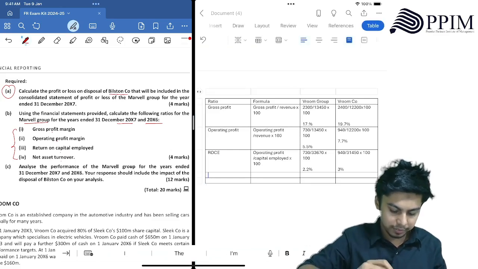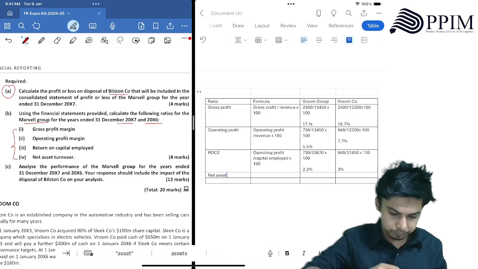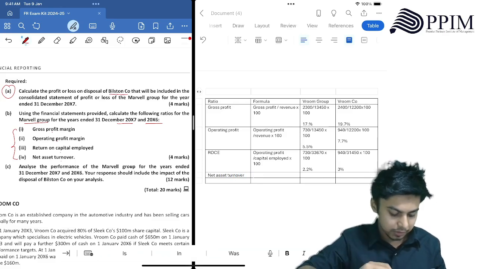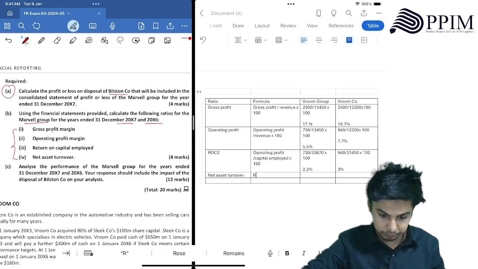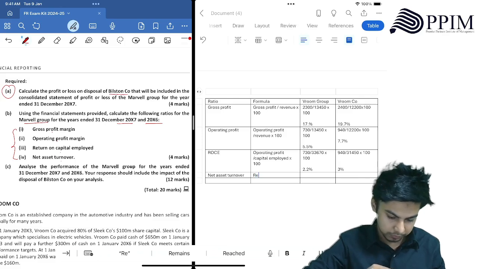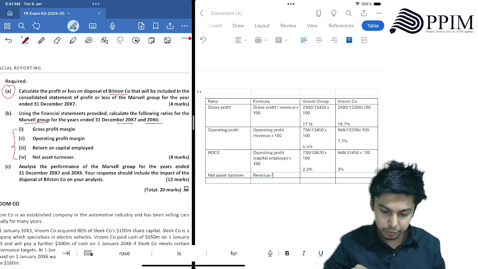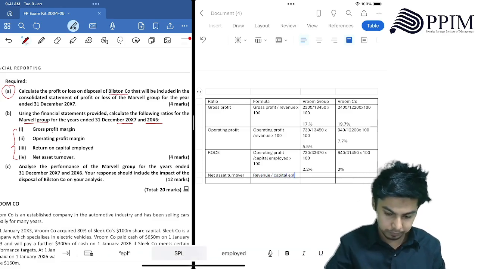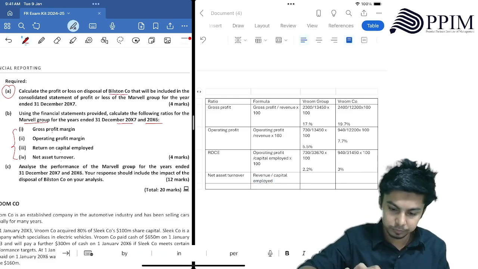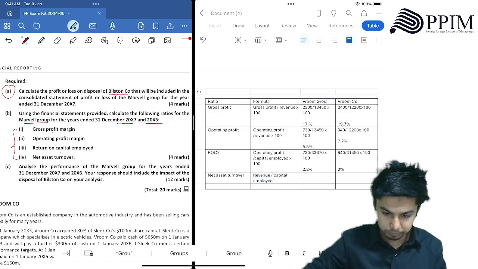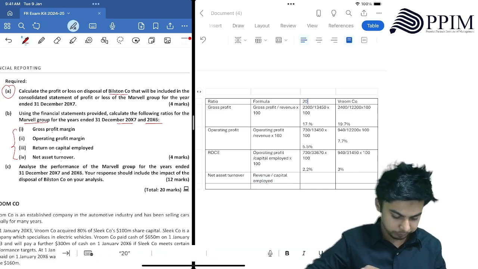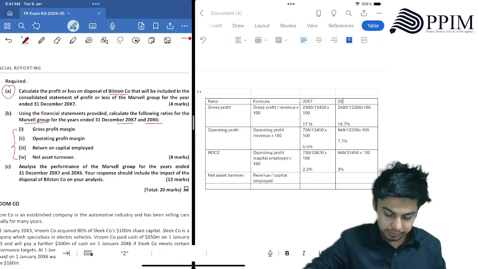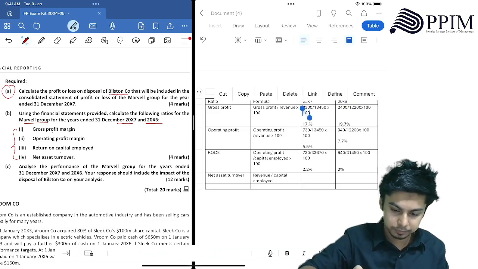So they are also asking us net asset turnover. Net asset turnover means, guys, normally revenue divided by capital employed. These 2007. Okay. And then, guys, these 2006.